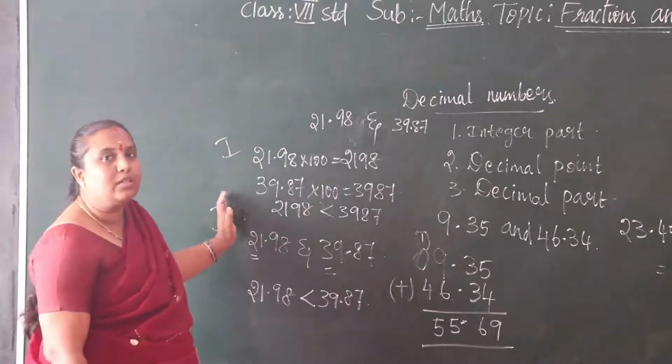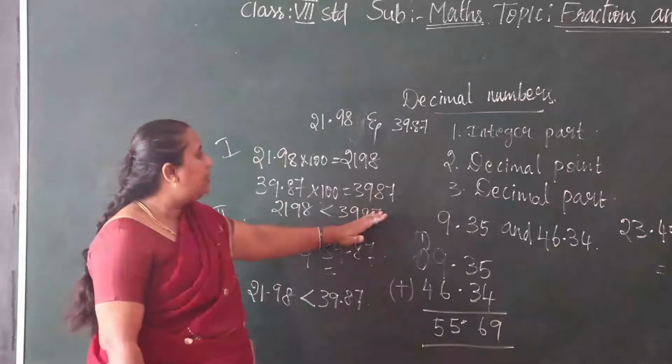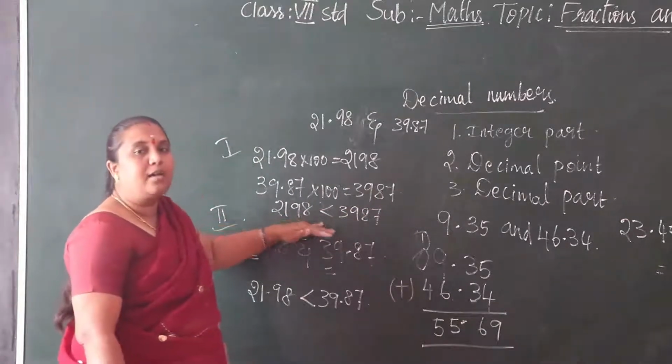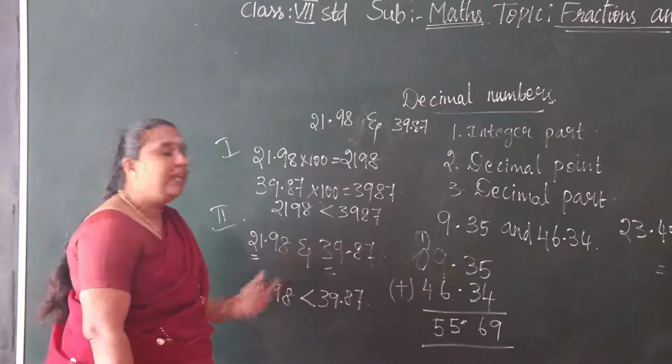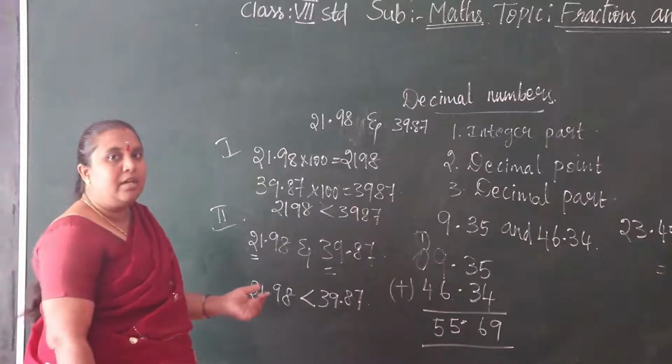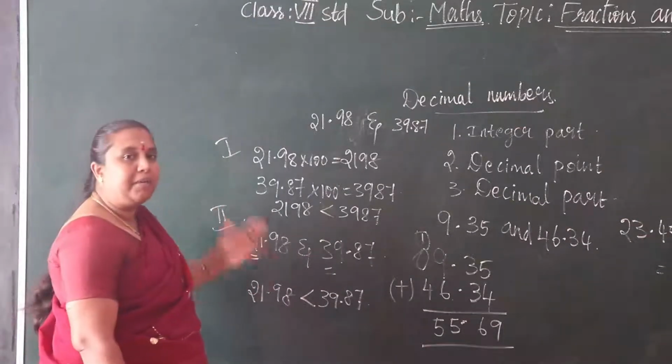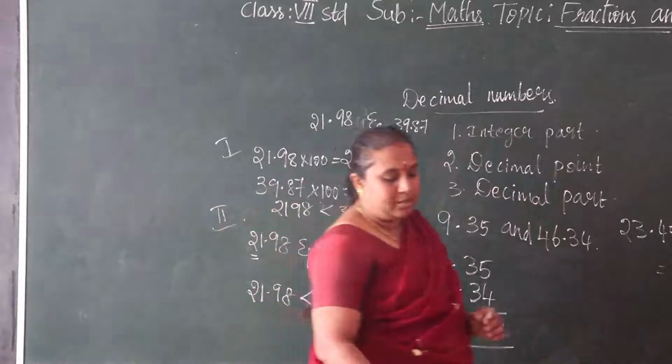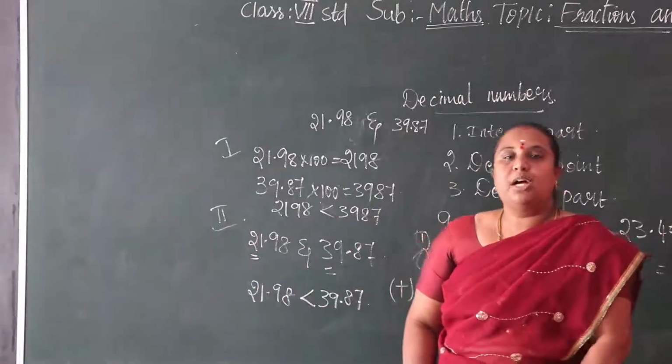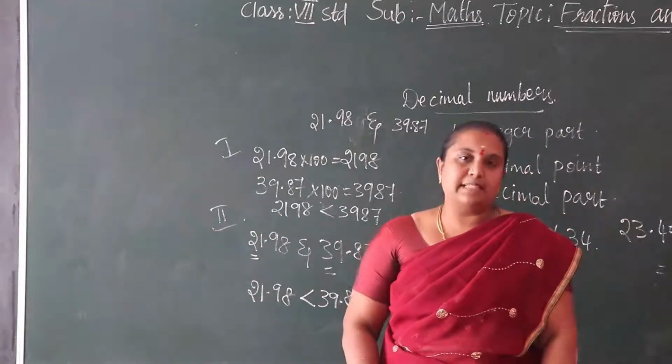The answer is the same by the two methods. We can convert into integers, that is whole numbers, and then compare, or we can compare by the first digit of the decimal numbers. These two are the methods for comparing decimal numbers. Okay, children, now we move on to the expanded form of decimal numbers.